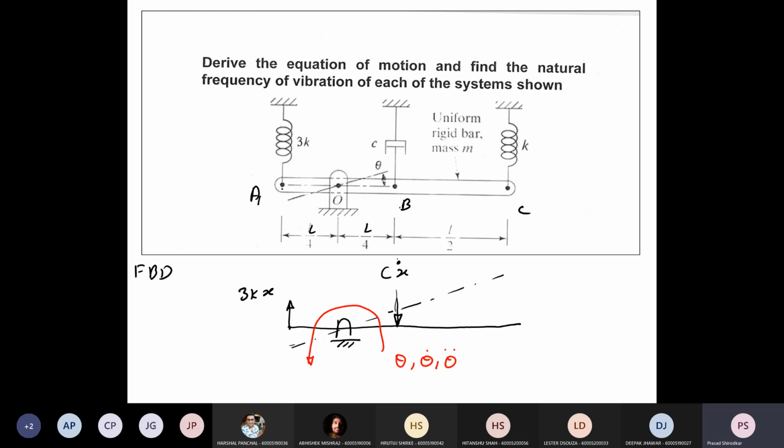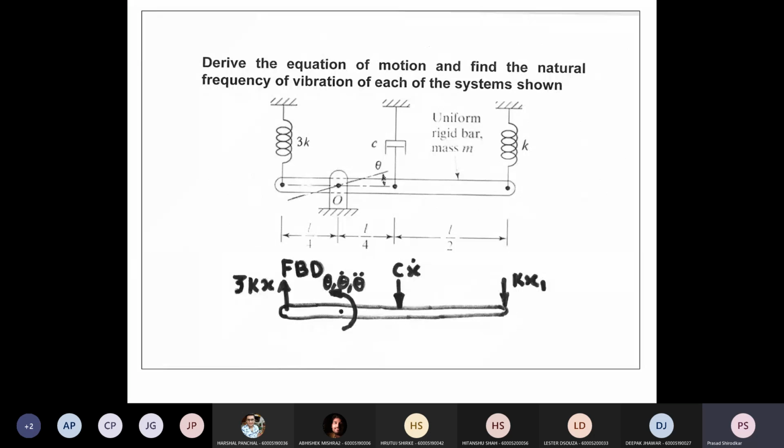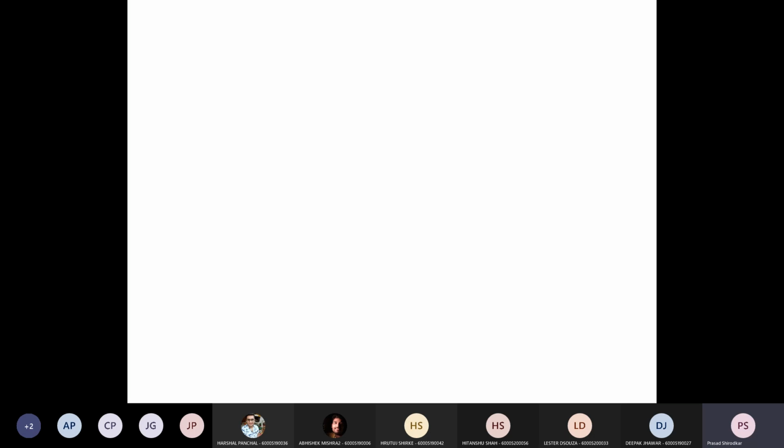Okay, but at point C, the force will be again opposing the motion, but the displacement now is not x. If this is x, then this is also x. But this will be not x. It will be something different. So x1. So this force will be k into x1. So what is x1? What is x2? What is x? That we interpret in terms of theta. All right. So now I have the free body diagram.